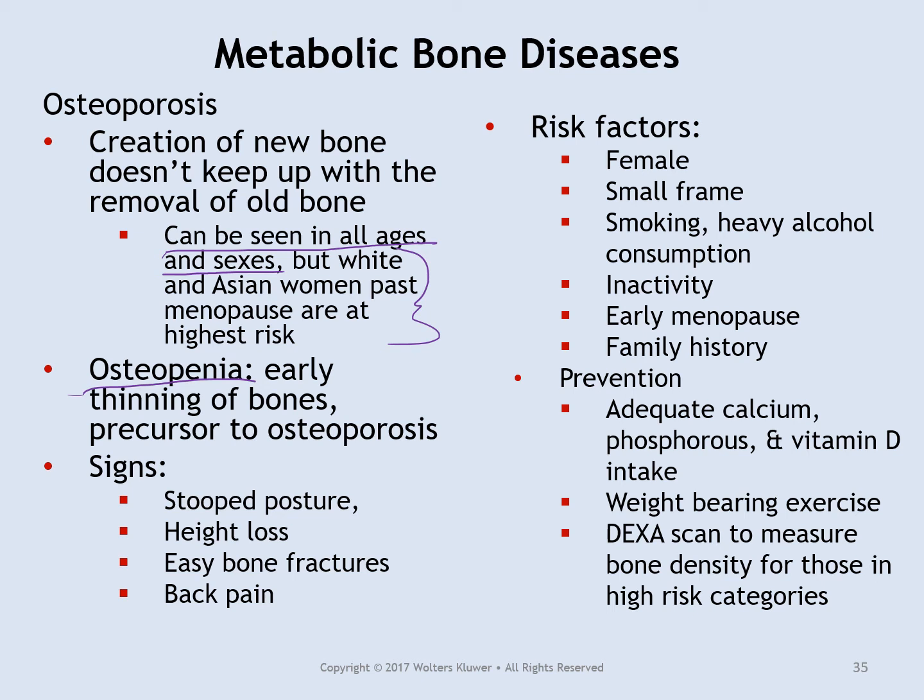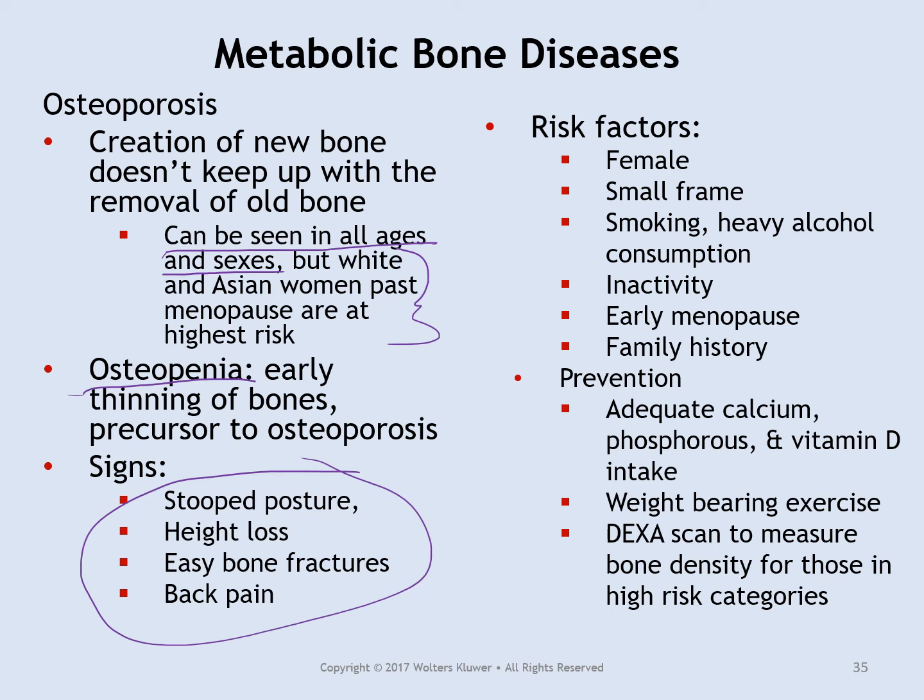So how do you know if your patient has osteoporosis? Usually lots of stuff associated with height. Their height will start to shrink because you see compression fractures in the vertebrae. They'll have kind of a stooped, bent over posture. Very easy bone fractures that take a really long time to heal and then that break again very easily. And back pain, usually in the lower back.